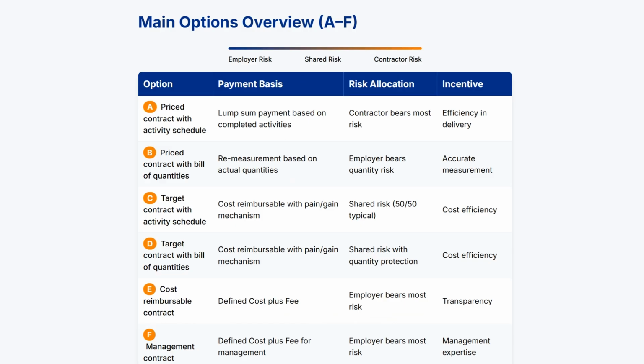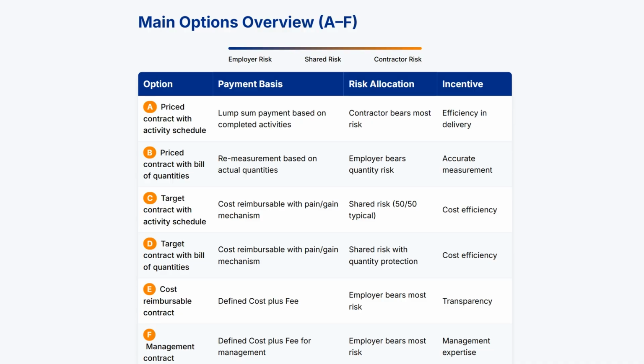The NEC4 ECC offers 6 main options, A through F, that determine the fundamental payment mechanism and risk allocation approach. Options A and B are priced contracts where the contractor is paid based on rates and prices in the contract. Option A uses an activity schedule approach with lump sum payments, while Option B employs a bill of quantities with remeasurement. Options C and D are target cost contracts that combine cost reimbursement with a pain/gain share mechanism.